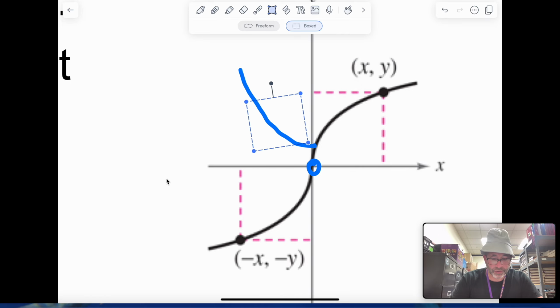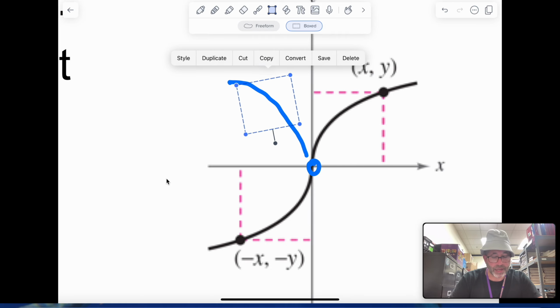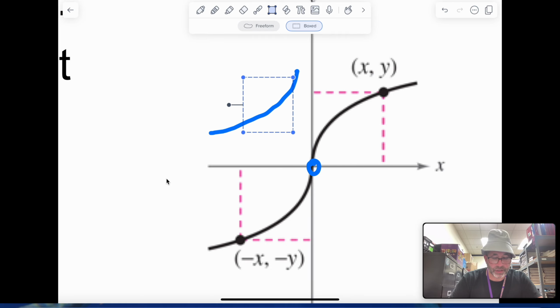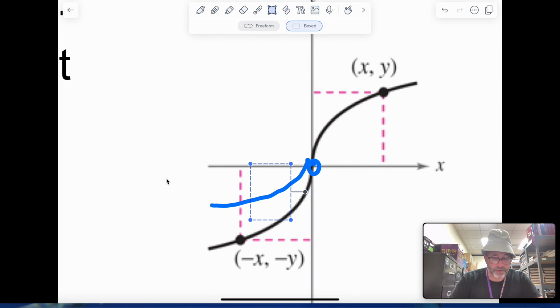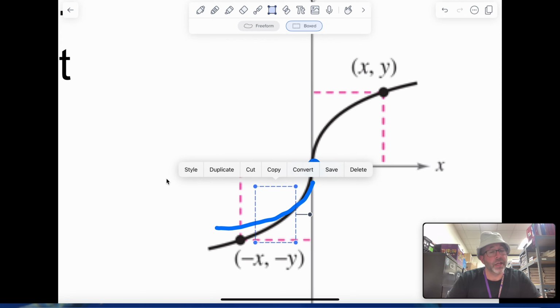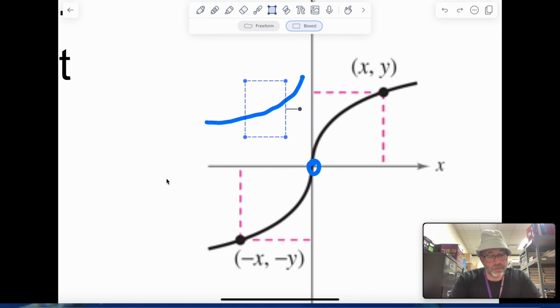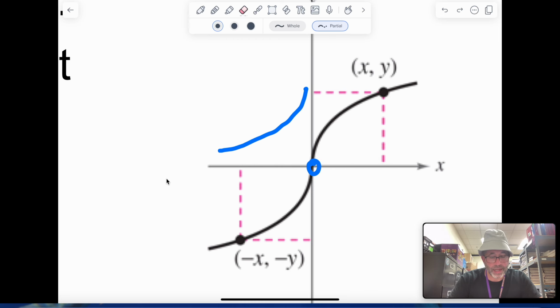Actually, let me see if I can do this. I can't do the flip. It's going to look something like this if I reflect it over the axis. And then if I reflect it down, it's going to end up reflecting and looking like this, and it comes down over here. It's hard to do on this, but the idea being that it reflects both over the x and over the y.